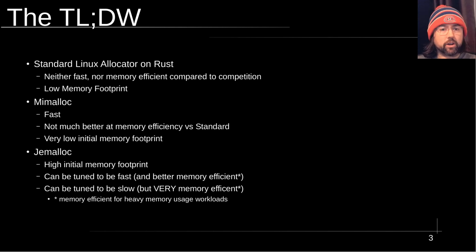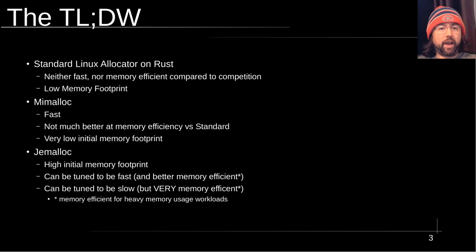The next allocator that I've used is called Memalloc, and it's the Microsoft memory allocator. It's very fast in comparison with the other two. It's not much better at memory efficiency versus the standard memory allocator, but it also has a very low initial memory footprint.